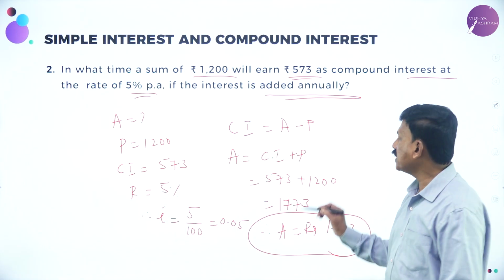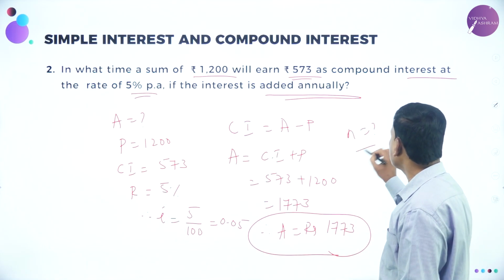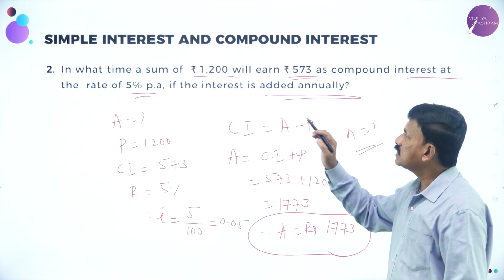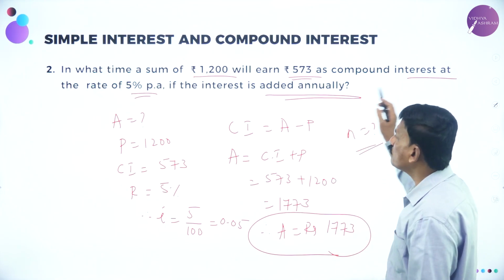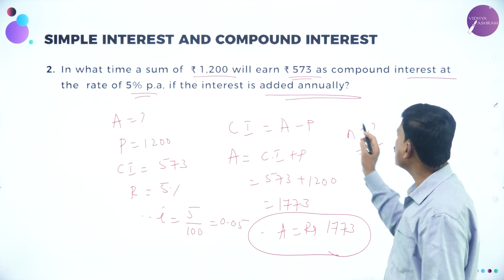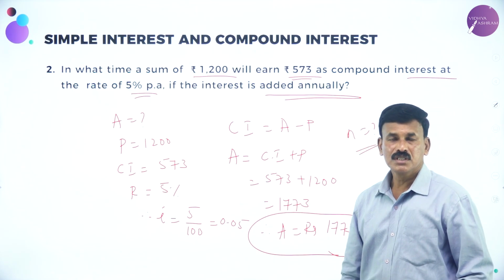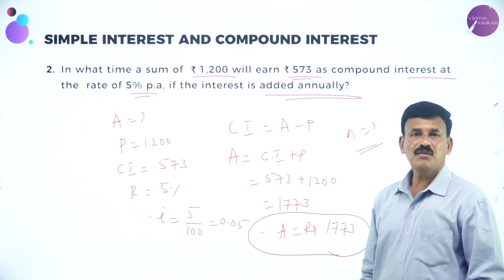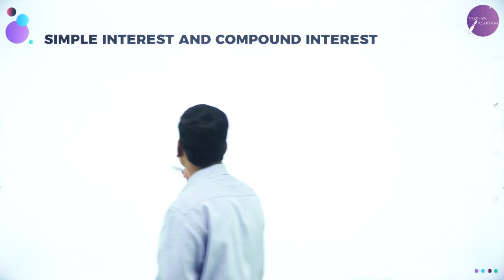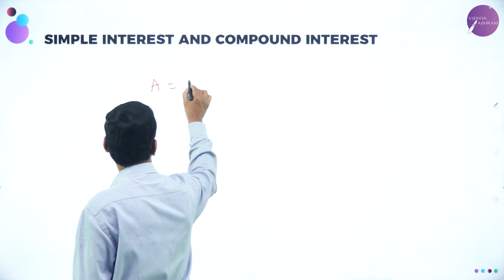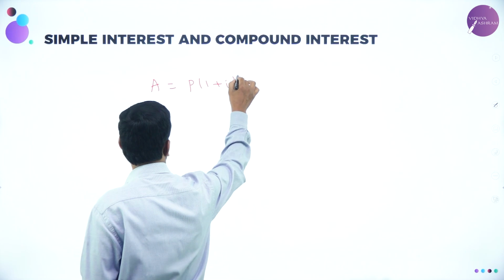Now what is required to find here then? N is equal to the question mark. What is to find? In what time will the sum earn compound interest at the given rate, if the interest is added annually? Now N is the question mark. First, what is the formula then? A is equal to P into (1 plus I) to the power of N.